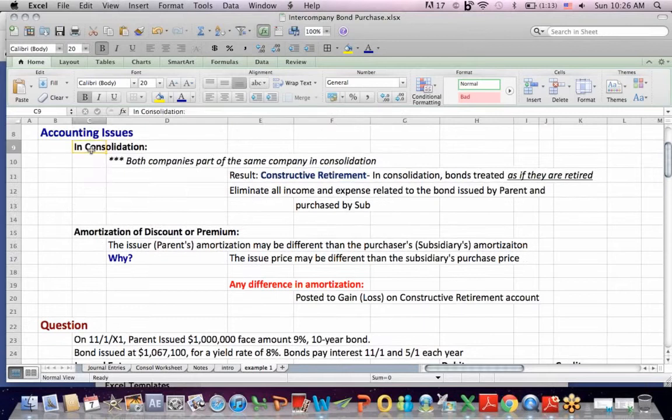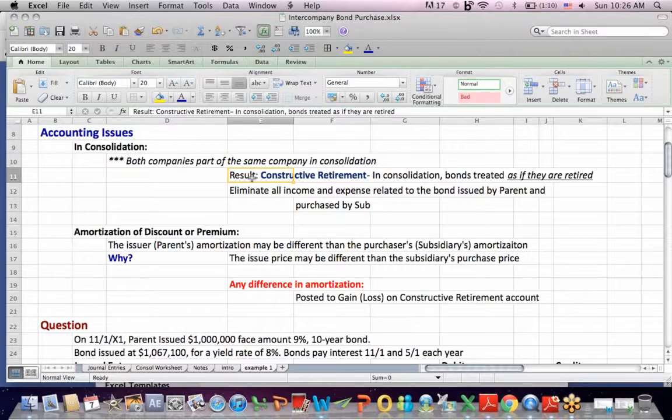When we consolidate, which again means that we look at the parent and the sub as one company in the financials, both companies are considered part of the same company in consolidation, so we have to eliminate any activity between the two. So when it comes to bonds, we assume something called constructive retirement.